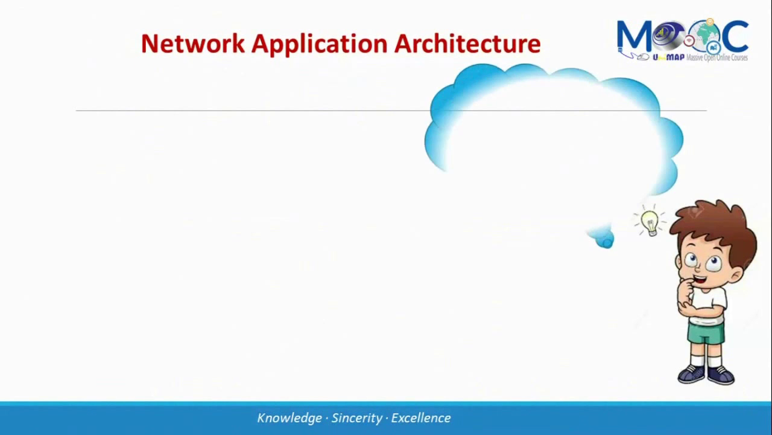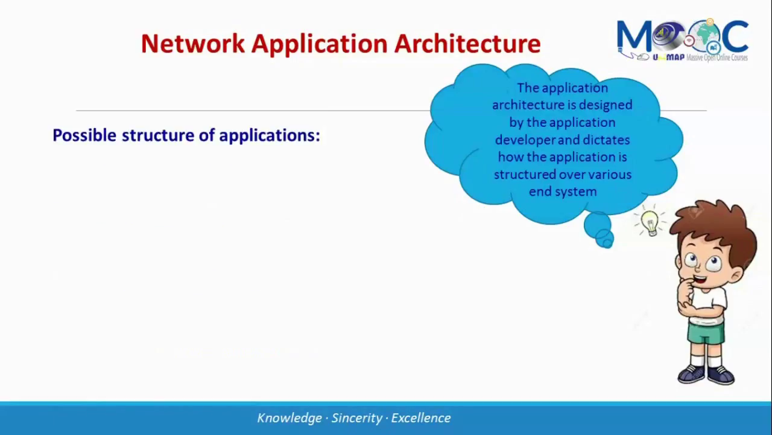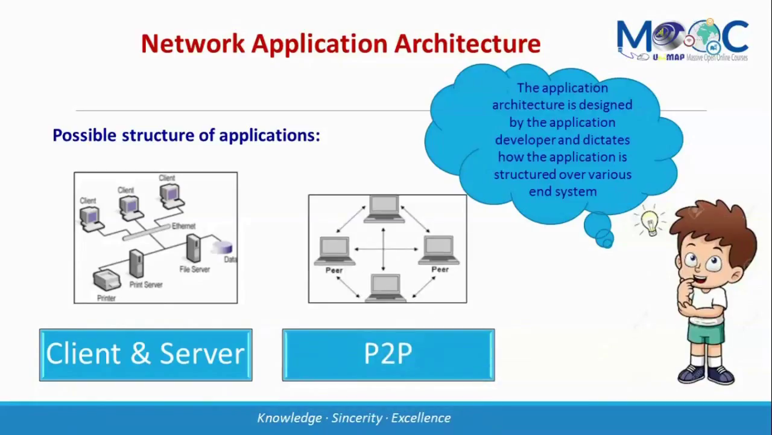Now, before you start coding your new network application software, you should have a broad architecture plan for the application that you want to develop. Bear in mind that this is distinct from the network architecture. The application architecture illustrates how the application is structured. There are two possible structures: client and server, and peer-to-peer, often known as P2P.